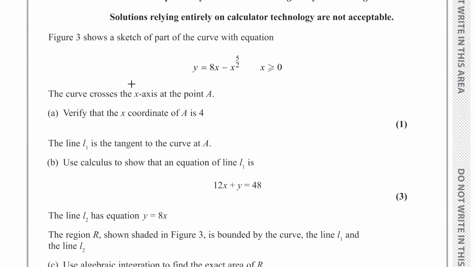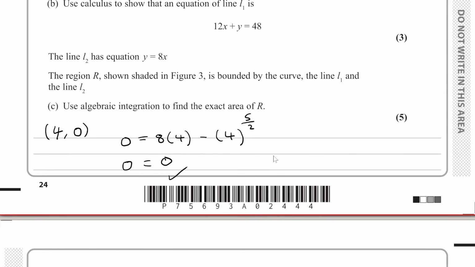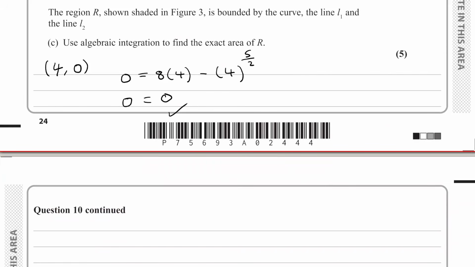For part B, the line L1 is the tangent to the curve at C. Use calculus to show that an equation for line L1 is 12x plus y equals 48. So we want the tangent at that point at A. L1 is the tangent at A, so it's got the same gradient at that point. We know A is (4, 0).